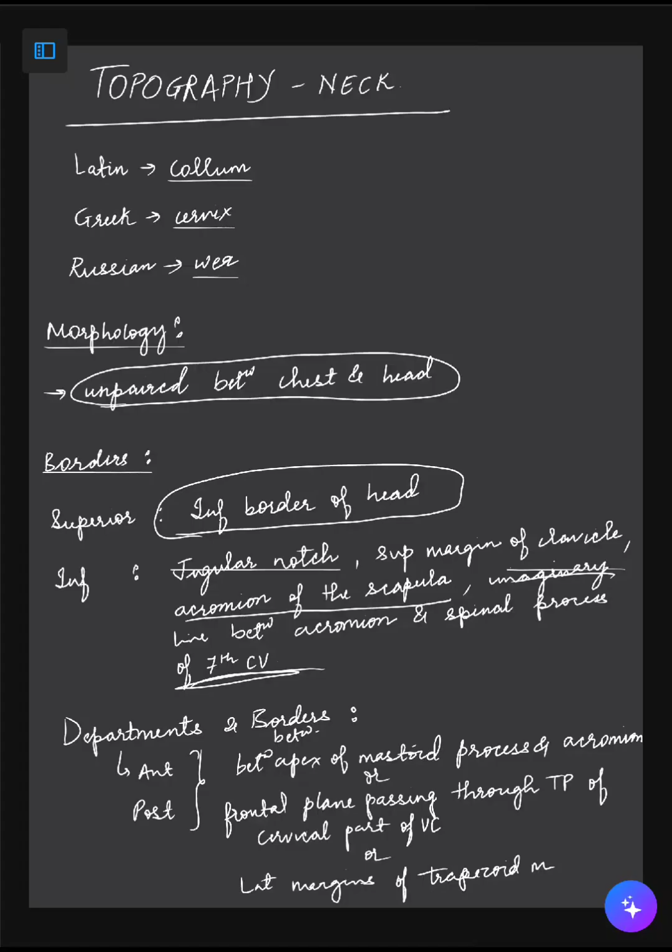Now, what are the departments and their borders? There are two departments, the anterior department and the posterior department. Between these, the border is the apex of the mastoid process and the acromion, or a frontal plane passing through the transverse processes of the cervical vertebrae, or the lateral margin of the trapezius muscle.